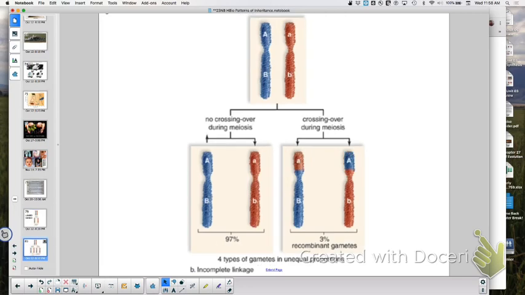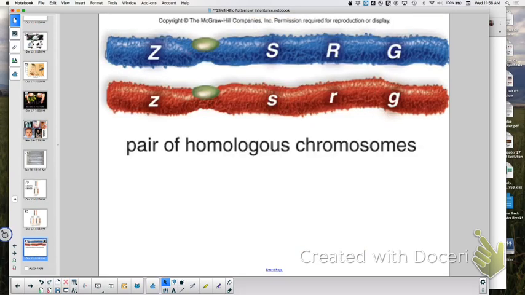If you go to linked genes defined, all the genes on one chromosome form a linkage group. Genes that are linked together tend to travel together to the same gamete. Okay, and before I give you the last bit, I want you to take a look here.